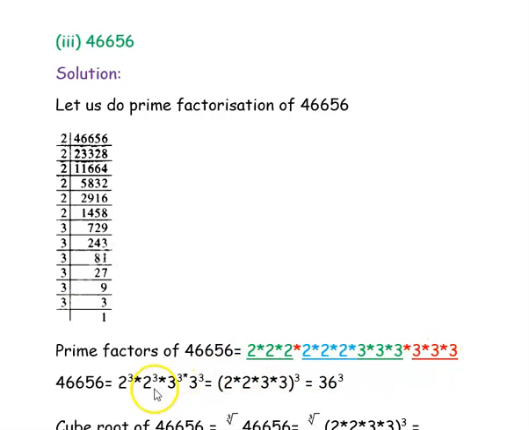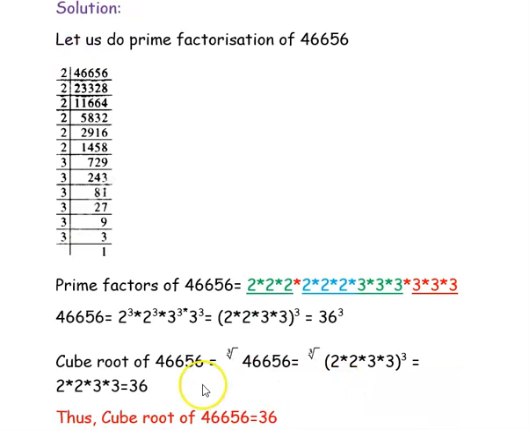So I have grouped it in the form of 3's, because we can write the perfect cube number as the factor of thrice. So 2 cube into 2 cube into 3 cube into 3 cube. Since all the power is same, we are multiplying the base again. So 2 into 2 into 3 into 3. 2 into 2 is 4, 4 into 3 is 12, 12 into 3 is 36. So 46,656 can be written as 36 cube.